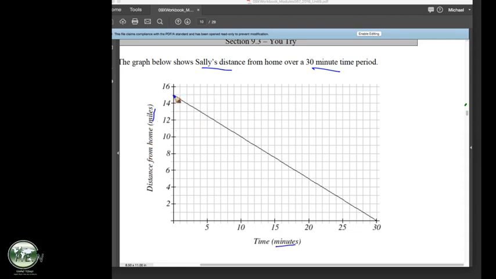So how far away did she start? 15 miles. And 30 minutes later, where is she? How far from home is she here? 0. So this is x is 30, y is 0. Yeah, 30, 0. That's an x-intercept. This point up here, which is 15, is actually 0, 15. That's a vertical intercept. And let's calculate the slope.